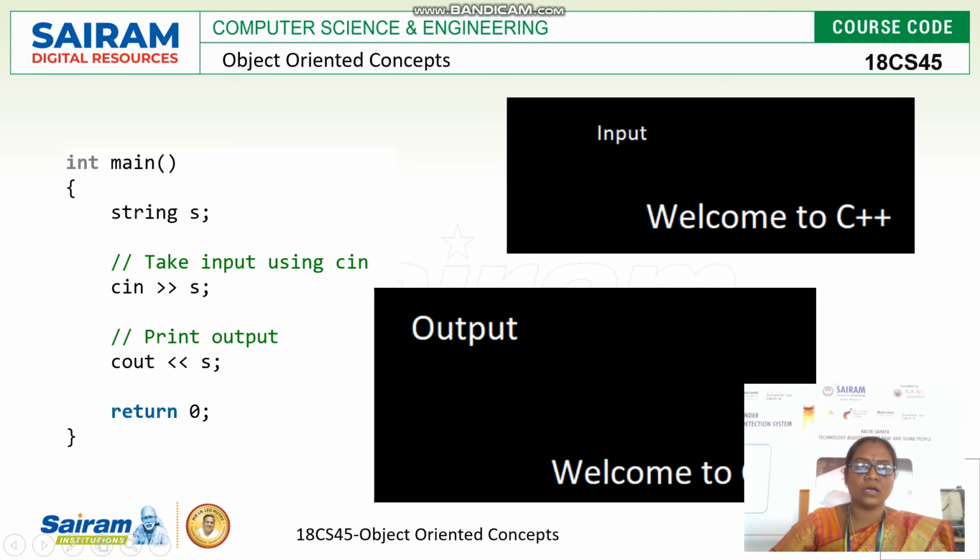We can go for one more example of how a string is read. Here string s is declared. String is one of the data types available in C++, but it is not available in C. Instead of that we use a character array, but here it is used directly. String s is the variable. Then cin is used. When you execute the program, you can see an input prompt. If you type "Welcome to C++" as input, it will be displayed below as Welcome to C++. Whatever you have given as input will be displayed. I hope you understand this.